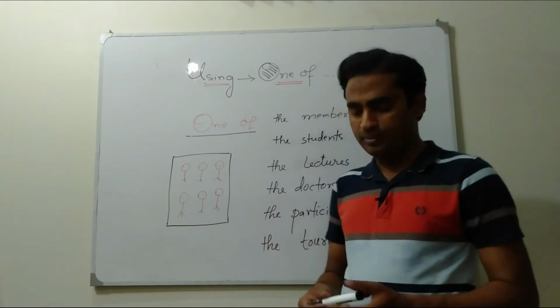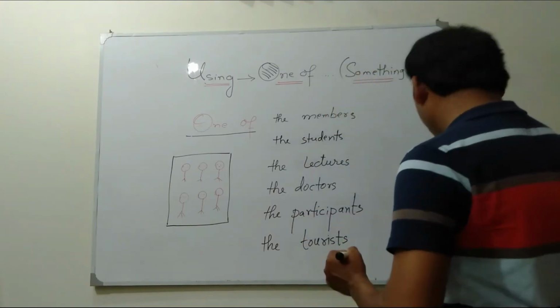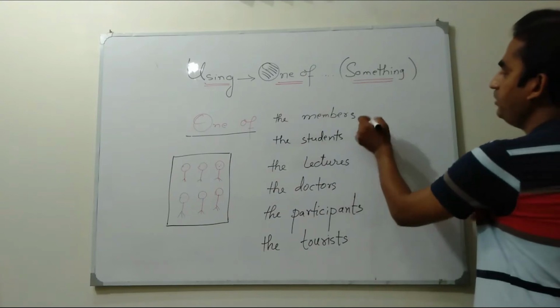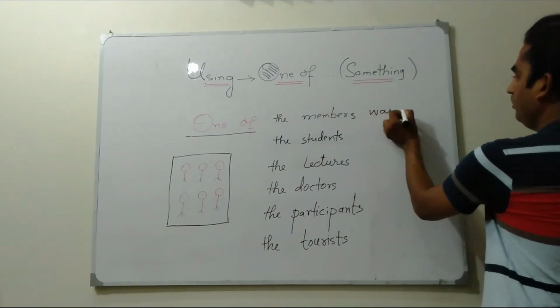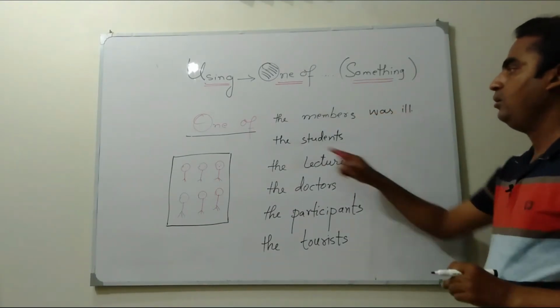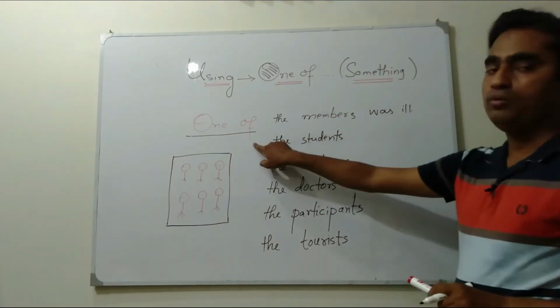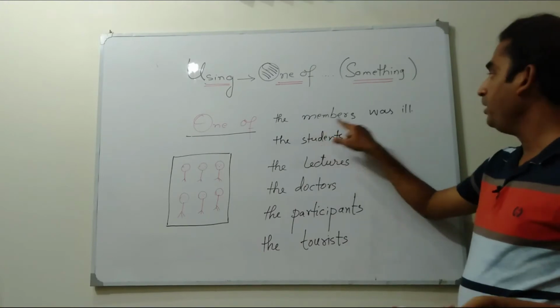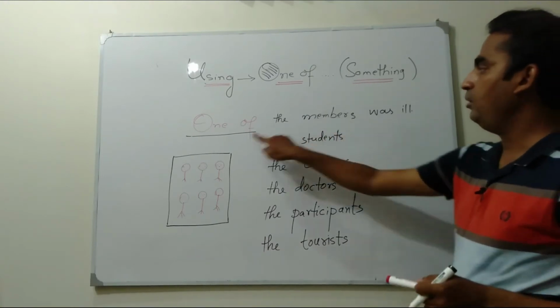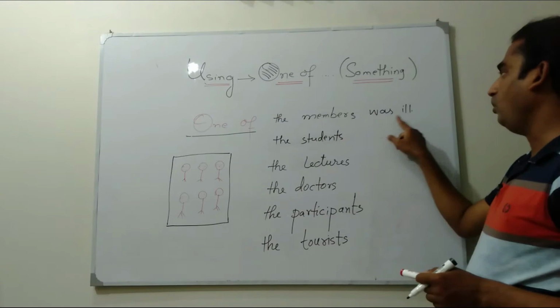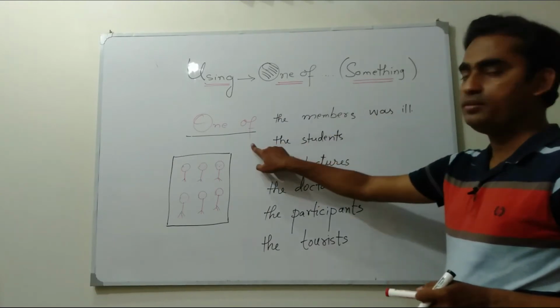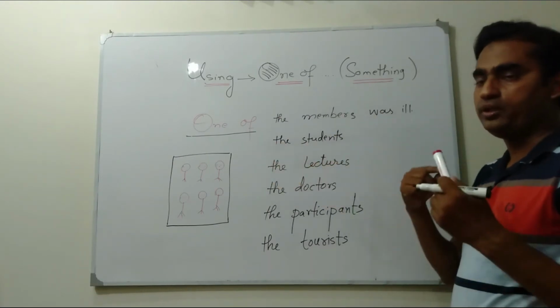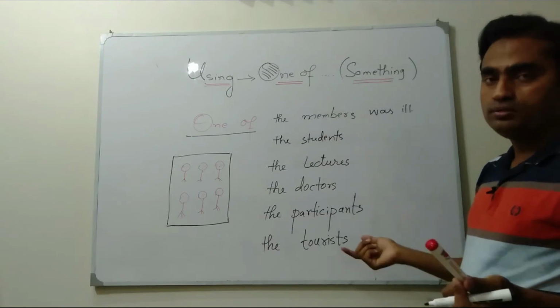Now we are using a helping verb. We are completing these sentences. So we can say one of the members was ill. One of the members was ill. "One of" represents singular. The members means many members, and we are talking about one. One of the members was ill. So "was" is about "one of". So we have one subject, one.